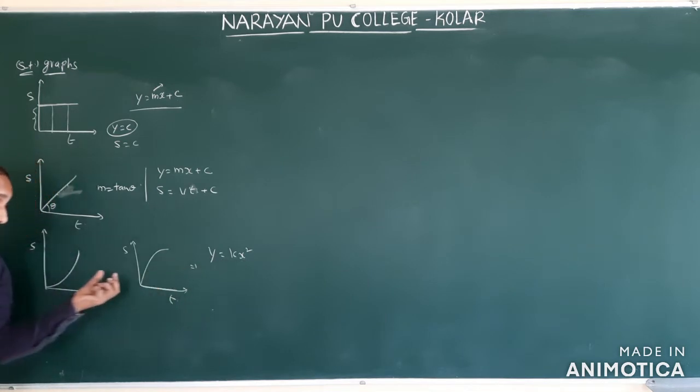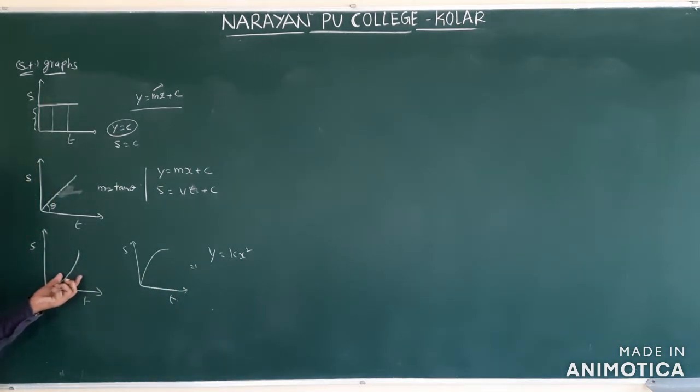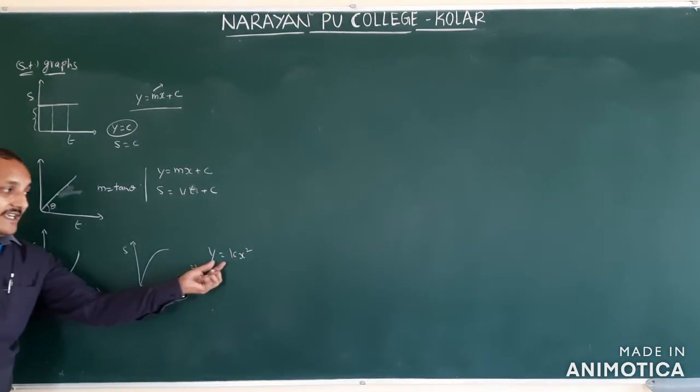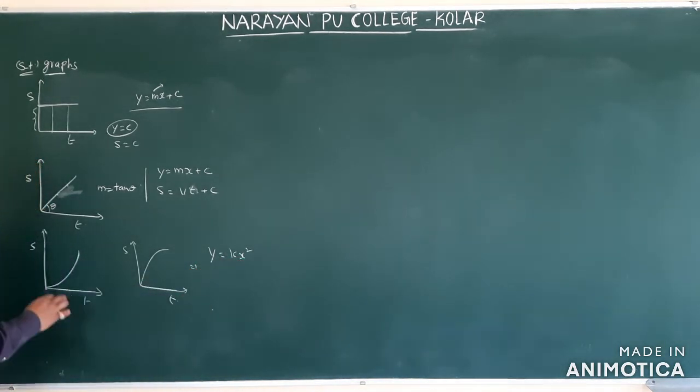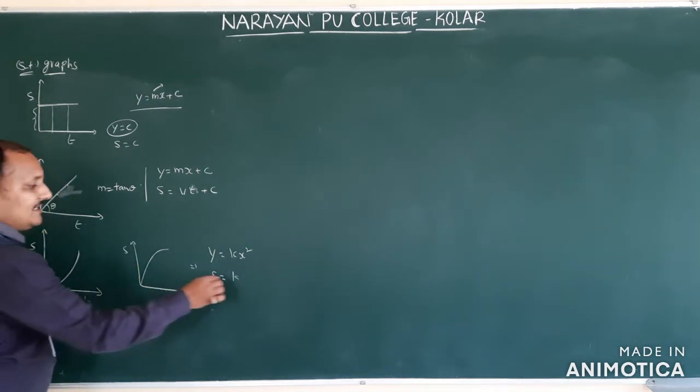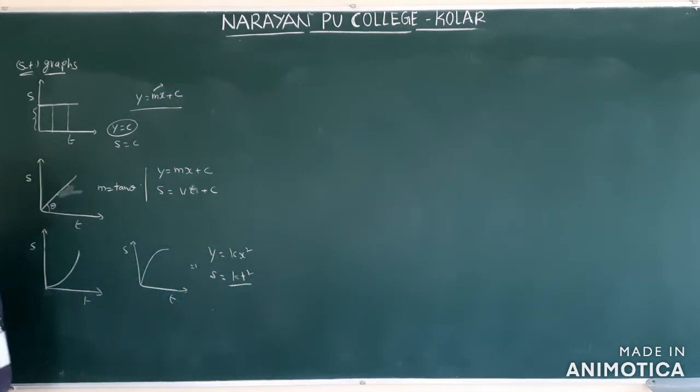For this equation, the graph is like this. Okay, negative slope, so minus will be there. At that time we will draw the graph like this. y is equal to kx square. Here y means s, and x means t square. So this is the nature of it.